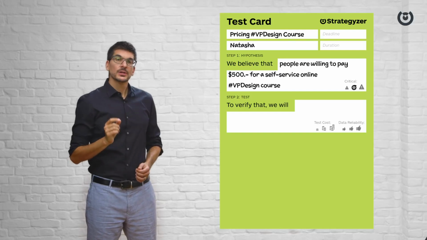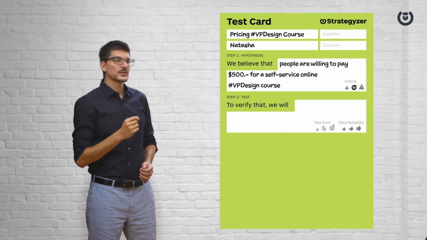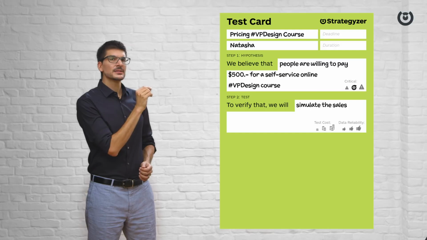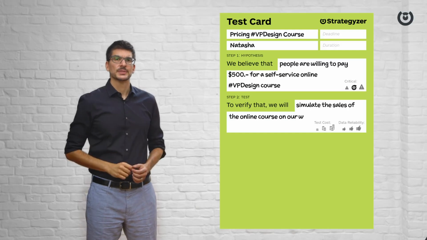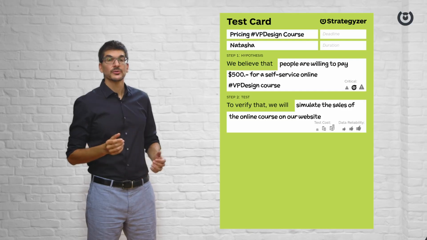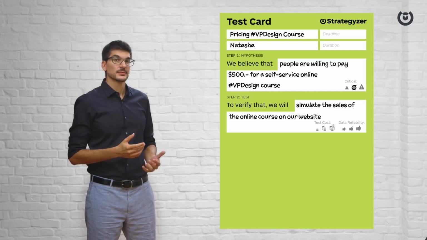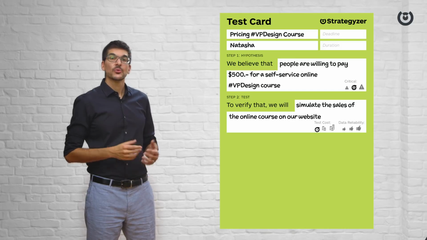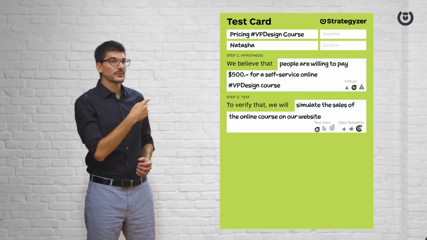So we're going to describe here what we're going to verify, what we're going to test. In our case, we said, to verify that, we will simulate the sales of the online course on our website. That was a test we're going to perform. And here we have to describe, of course, how much this test costs. Let's circle that in our case. And we have to describe how reliable the data is. Let's circle that for this case.